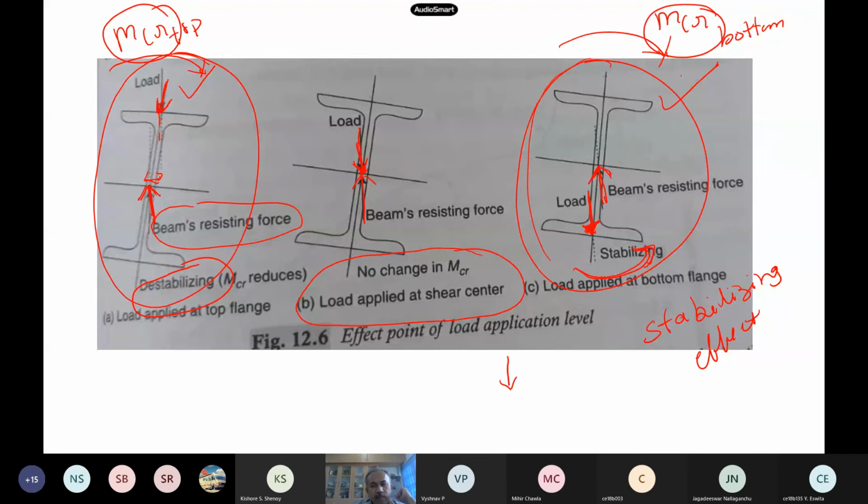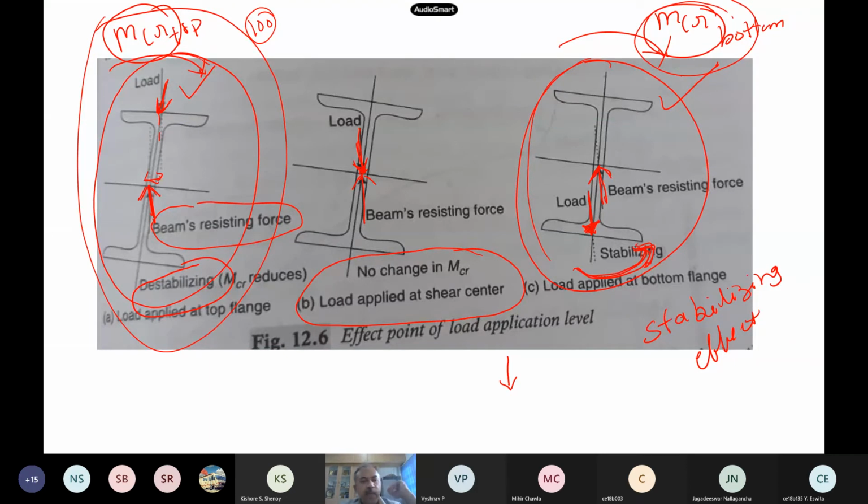See, because here you are getting additional resistance also. Let us say in this case the beam lateral torsional buckling happens for 100, say. Now what happens for this case? How much movement is required? It will be more than 100 or less than 100?